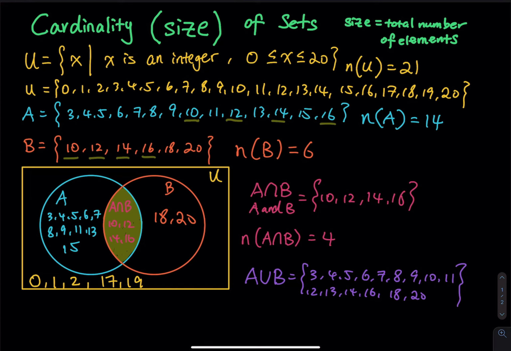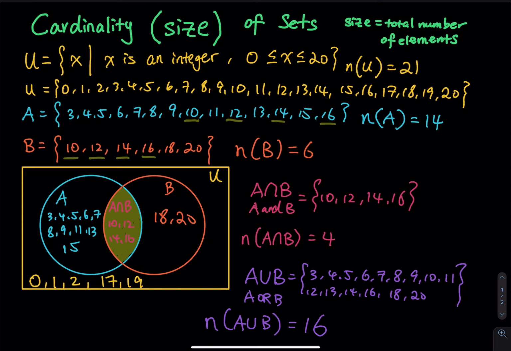And then what's the cardinality? So this is A or B. What's the cardinality? So n(A union B), and then you count, right? From 3 to 16, we have 14 numbers. 14 numbers plus the 18 plus the 20 is 16 numbers. So that is equal to 16.